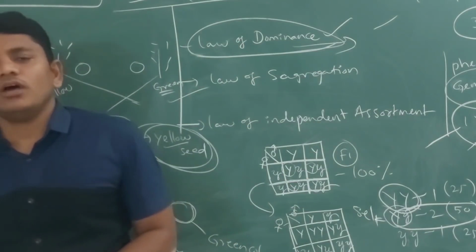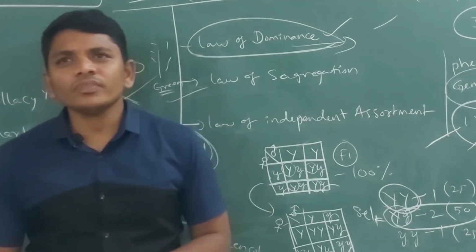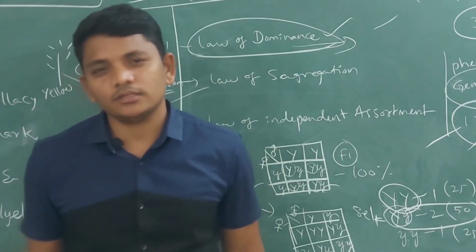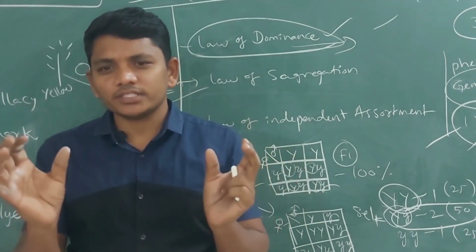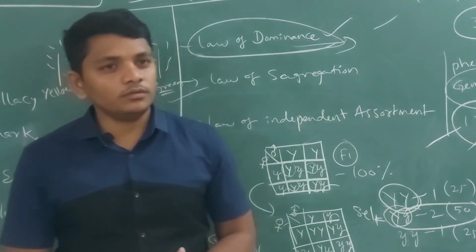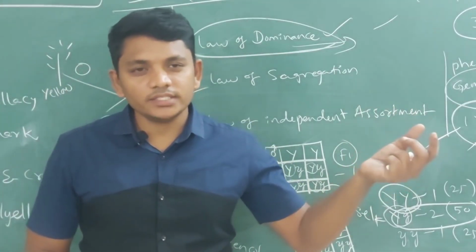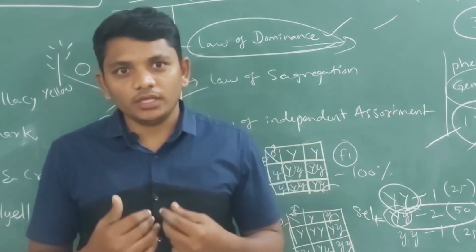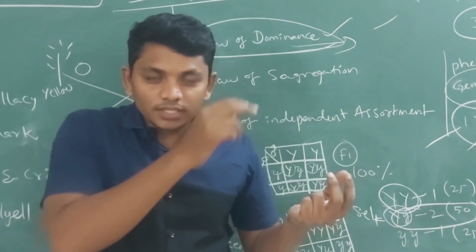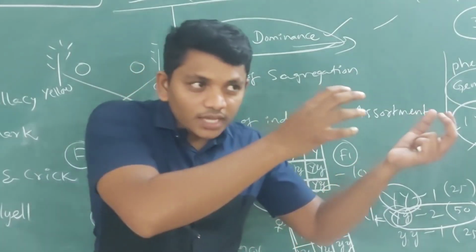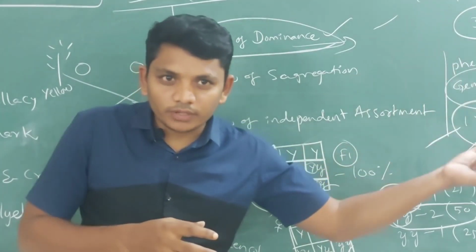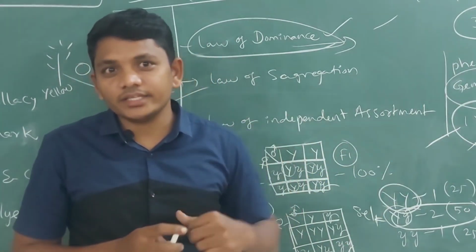Law of segregation is nothing but the same characters passing on from one generation to another generation. For example, my father's eyes are the same as mine. If my eyes are just like my father's, then this character has easily come to me from my father. This is the law of segregation.